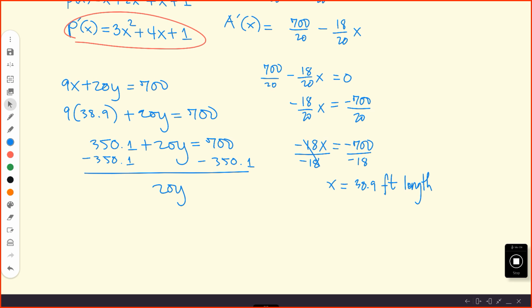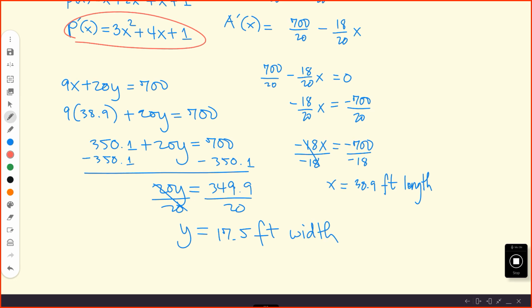So 20y equals what? 349. Okay. And then divide by 20. 17.495. So let's just use 17.5. And this is going to be your width. So both of those are the answers, because we're asked to find the dimensions that will maximize the enclosed area.